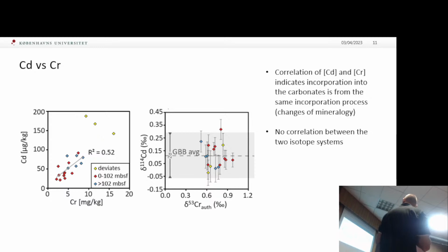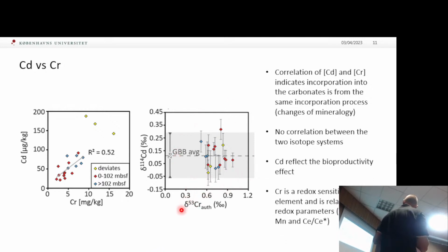But we don't have any correlation between the two isotope systems, and this is because cadmium reflects the bioproductivity effect, and chromium is redox sensitive and is more related to the manganese and cerium numbers.